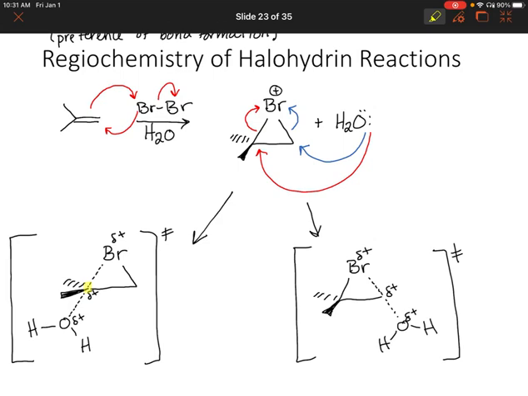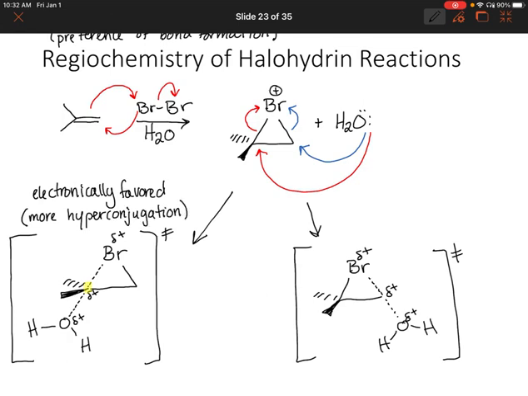So this carbon on the left has more carbon groups attached to it than the carbon on the right. And remember, hyperconjugation is what stabilizes carbocations. So the more carbon groups attached to a positive carbon, the more stable it is. So the transition state on the left is electronically favored because there is more hyperconjugation. So that is more stable.